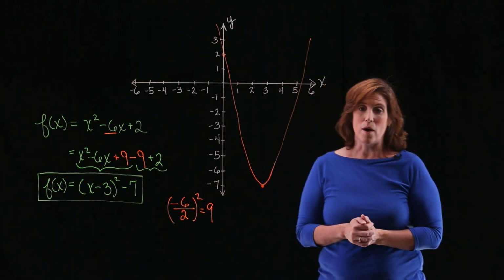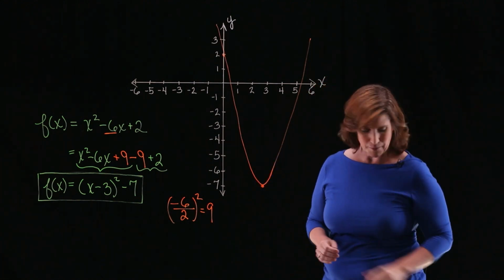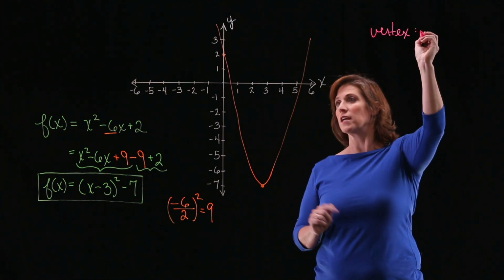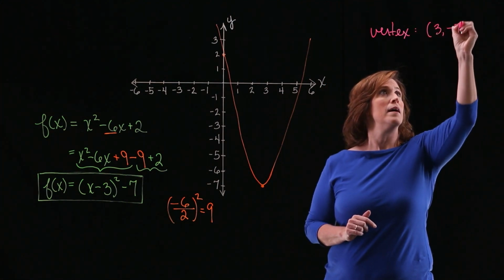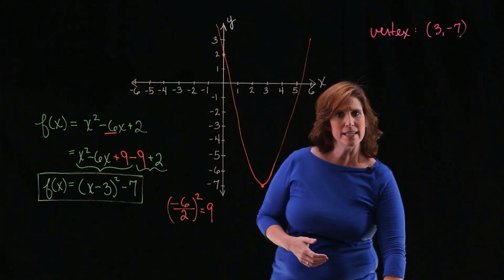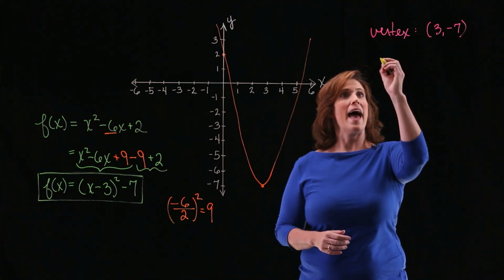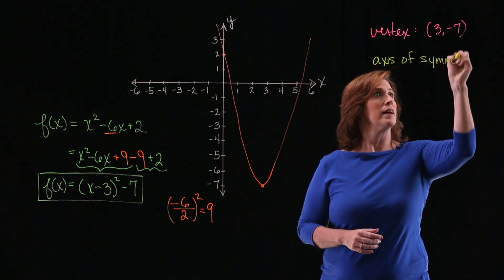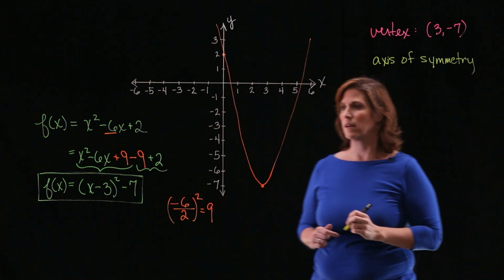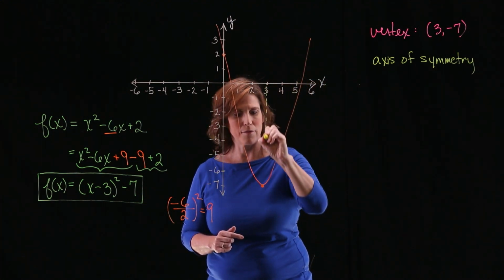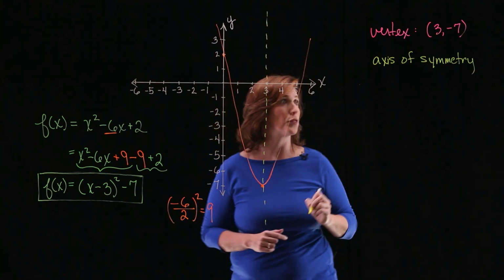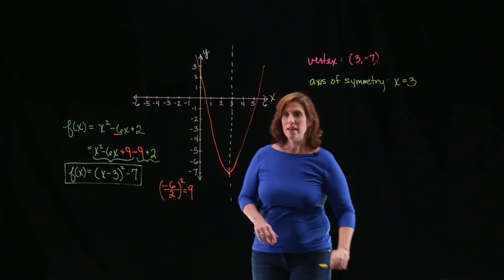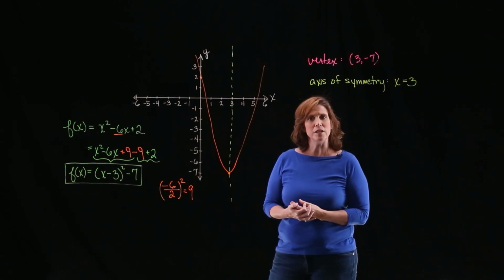Okay, the next thing I want to look at are some of the key features. One of them I've already talked about, and that's the vertex. So let me mark down the vertex again. The vertex for this particular problem is going to be the point 3, -7. Another thing that's interesting to get is something called the axis of symmetry. The axis of symmetry is a vertical line that passes through the vertex. So my vertical line that passes through my vertex is going to be right at 3. So my axis of symmetry is the line x equals 3.